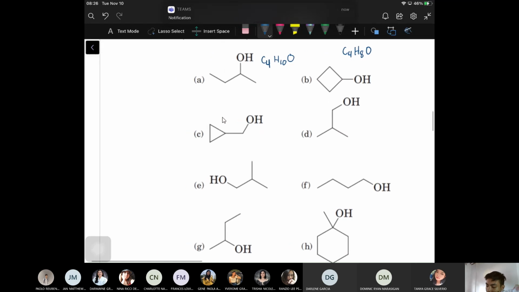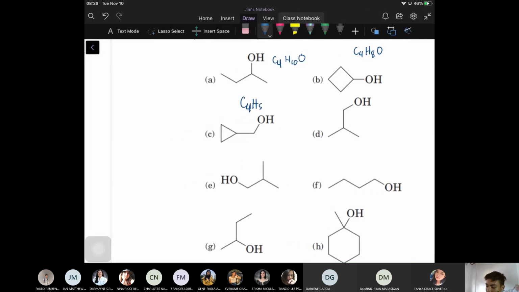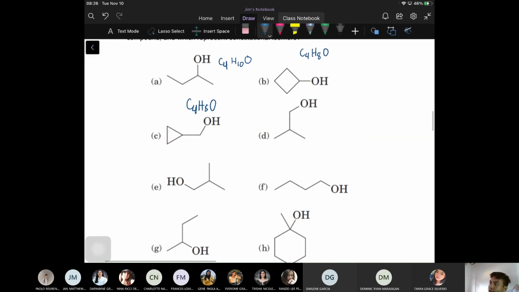C4H8O. Okay, so tama yan. So this will be C4H8O. So thank you, Darlene. Kasi apat na carbon, 1, 2, 3, 4. Itong carbon may dalawang bonds, so dalawang hydrogen, same as this one. Ito may tatlong bonds, so isang hydrogen yung pwede dyan. Ito may dalawang bonds, so dalawang hydrogen pwede dyan. So this will be 2, 4, 5, 6, 7, 8. So 8 hydrogens and 1 oxygen. Okay, so thank you for that, Darlene.